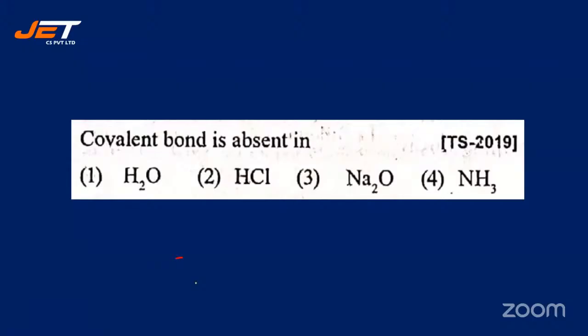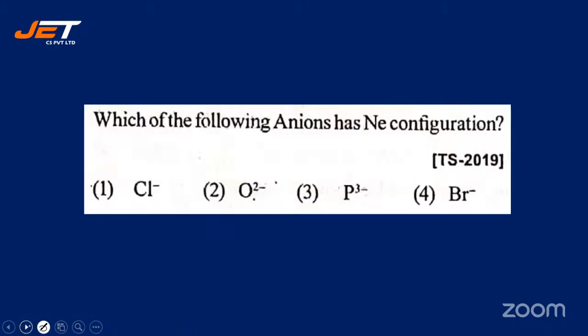Afia has not given any answer still. Jansi has mentioned it as option 3. Remaining people are neutral. So sodium peroxide is the answer. This is a compound in which covalent bonding is absent. Remaining compounds form covalent bonds.